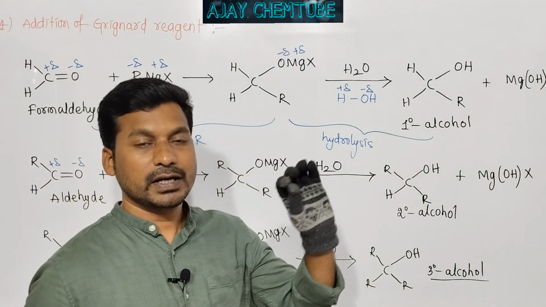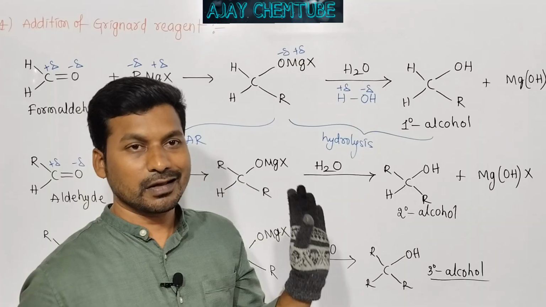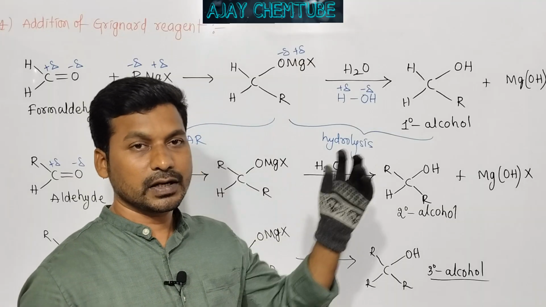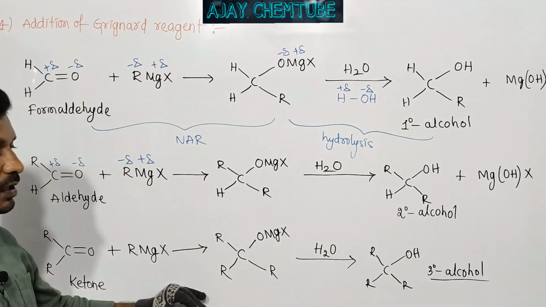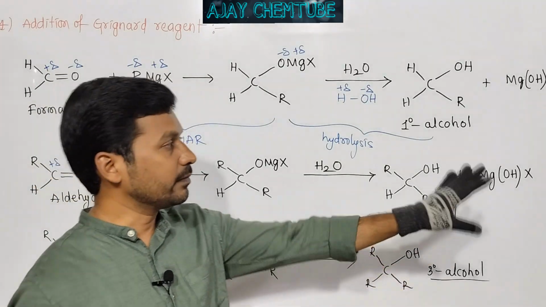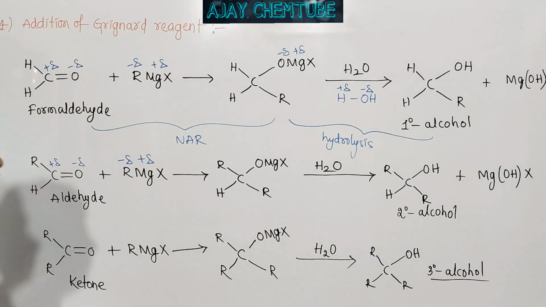Formaldehyde when treated with Grignard reagent gives primary alcohol. Other aldehydes with Grignard reagent give secondary alcohol. Ketones with Grignard reagent give tertiary alcohol. Remember, this is very important. Okay. Take this one.